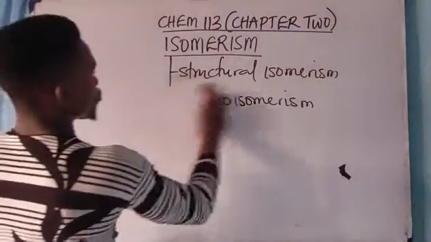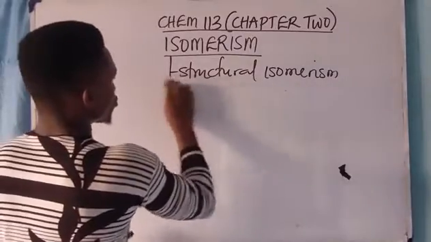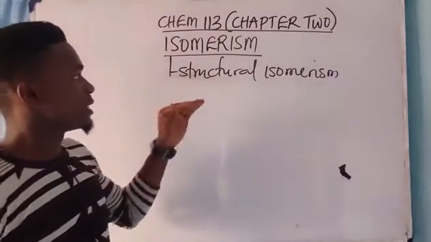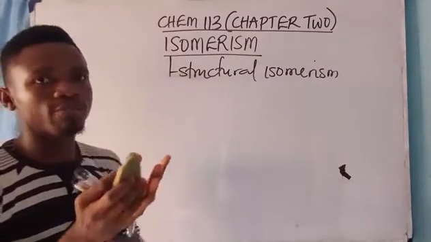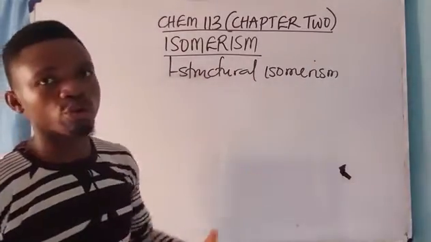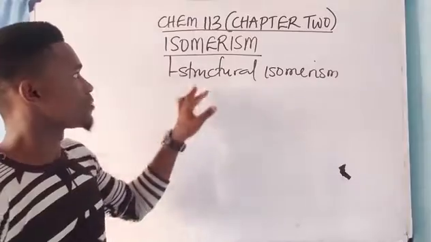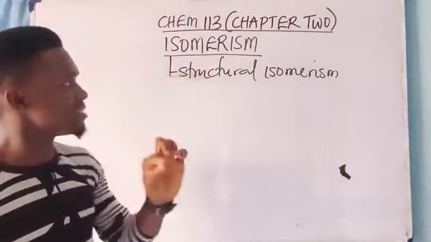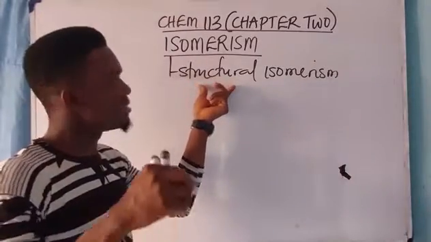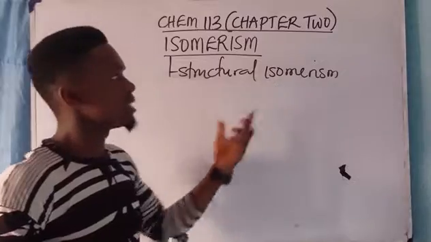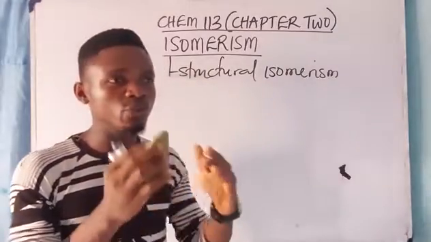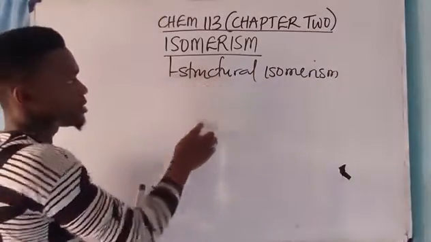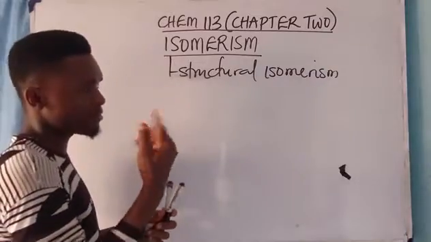We are going to be discussing structural isomerism. As the name implies, it is a type of isomerism in which two or more compounds have the same molecular formula but different structural formula. That is, their molecular formula are the same, but the way the structures are arranged is different. Now, this type of isomerism is subdivided into four.